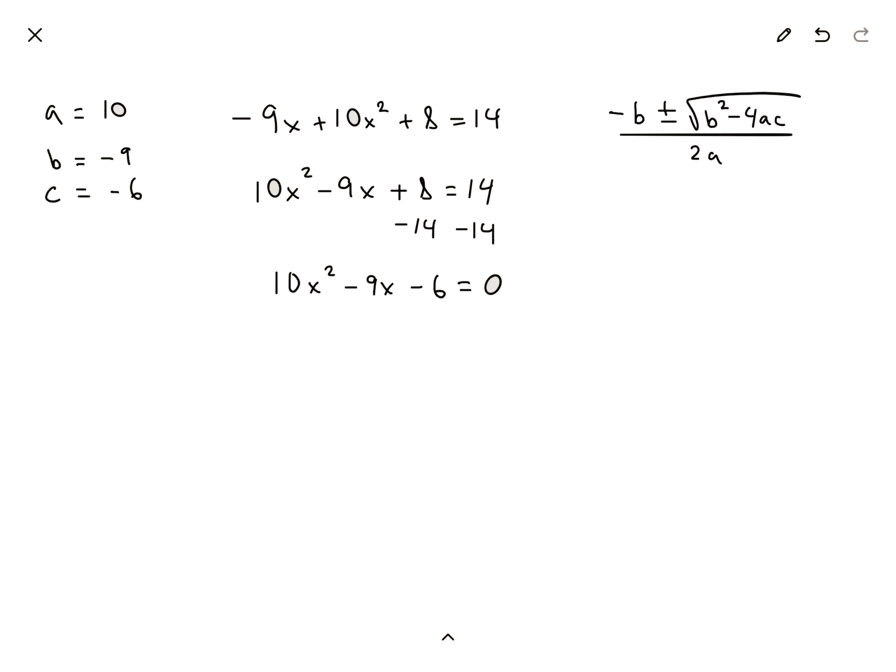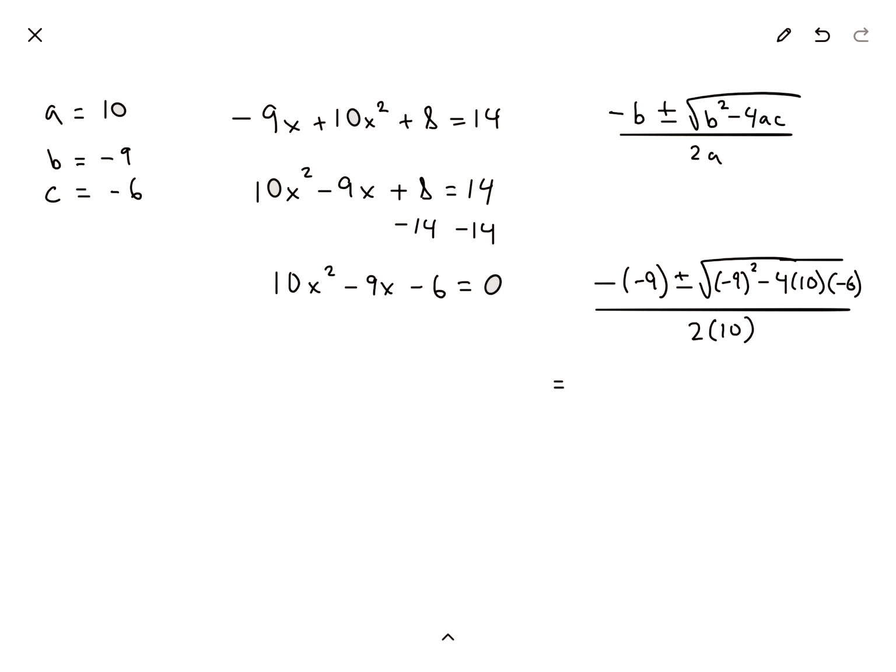Okay, so I'm going to start substituting all that into the formula. So negative 9, there's two negatives there, plus or minus the square root of b squared, so negative 9 squared, minus 4 times 10 times negative 6, and that's all over 2 times a. A is 10, so 2 times 10. Okay, so I'm going to go about simplifying this.